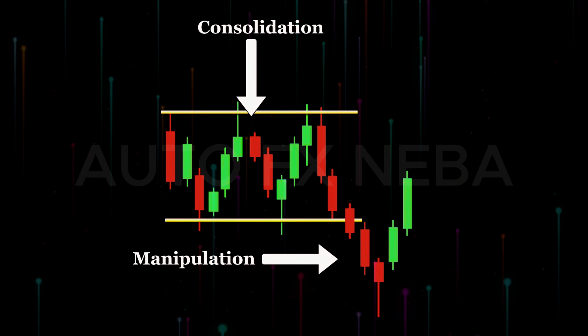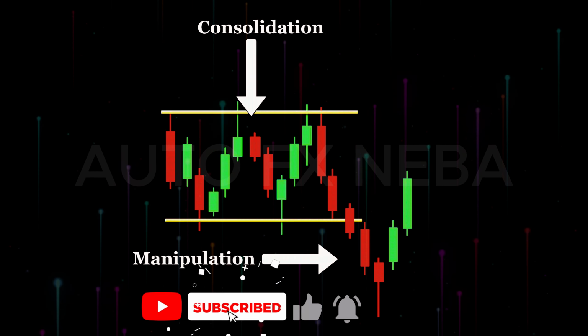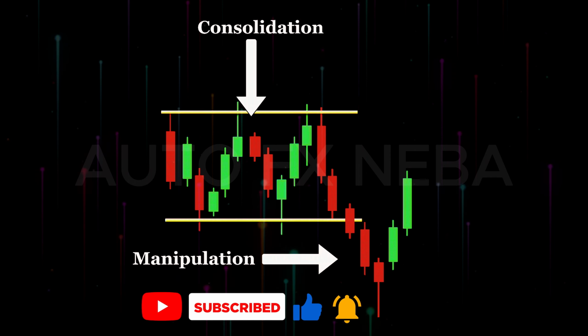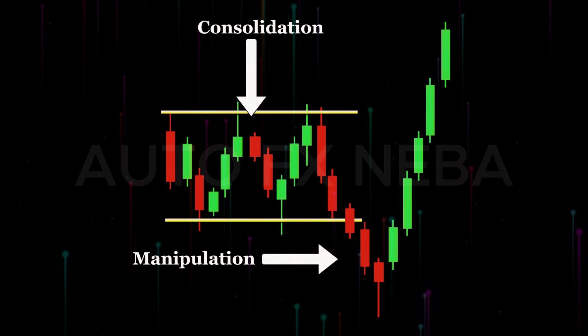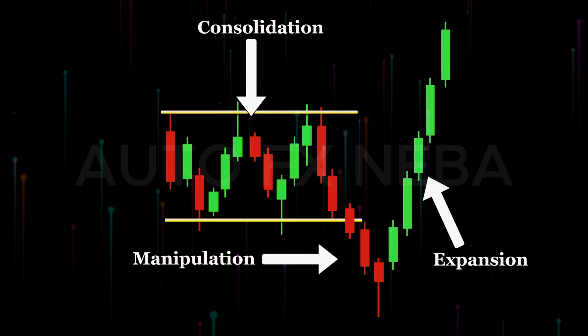The market fakes a breakout above or below the range to trigger stop losses and lure retail traders into bad positions. It's a classic liquidity grab. Smart money hunts for orders resting above resistance or below support before reversing the move. This phase clears the board and sets up the real direction that follows.